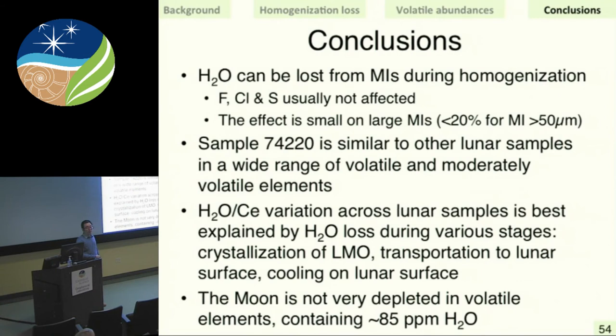Based on the water cerium ratios we obtained, we interpret the lunar magma ocean to contain about 85 ppm of water. And the volatility trend we obtained for the moon tells us that the moon is not very depleted in volatile elements, which requires the moon formation model to either preserve volatiles during its formation or delivery of volatile elements into the lunar mantle before the lunar magma ocean fully solidifies.